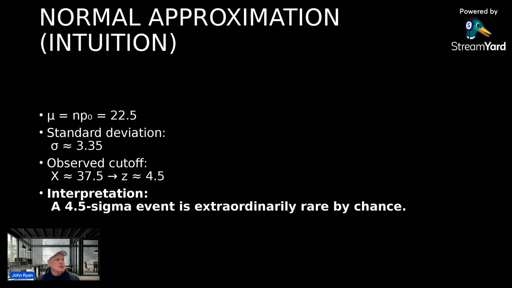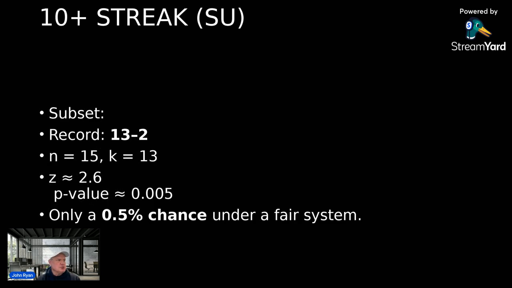So now we get to the next slide here, and here's the normal approximation. In other words, intuition. The interpretation is the result of a factor called sigma. So a 4.5 sigma event is extraordinarily rare by chance. So here we're getting closer and closer to determining whether this is a real thing or whether it's just random. So let's get to normal approximation. Normal approximation is the next step in finding the p-value.